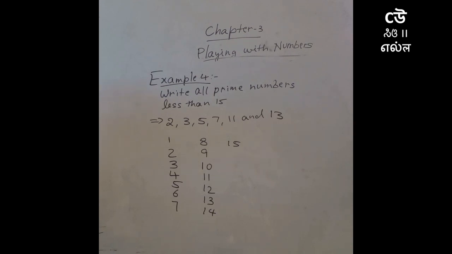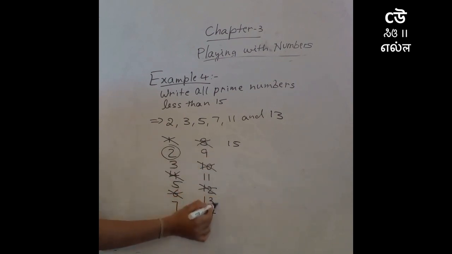Okay. So, as I told you, 1 is neither a prime number nor a composite number, right? So, we don't need to consider 1. Next, 2. Except 2, you have to cross out all the multiples of 2. So, what are the multiples of 2, children? 2 2s are 4, 2 3s are 6, 2 4s are 8, 2 5s are 10, 2 6s are 12, 2 7s are 14. So you will cross all the multiples of 2.